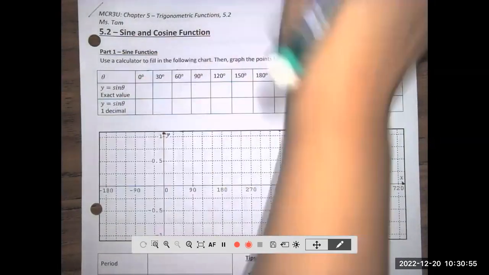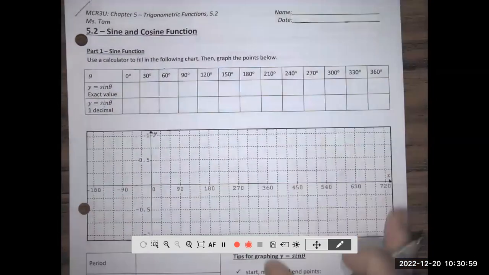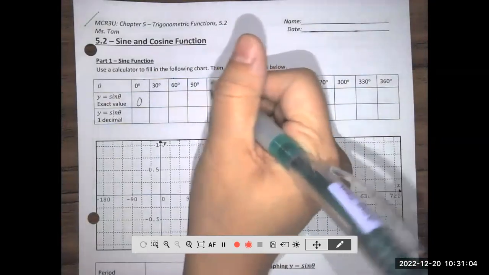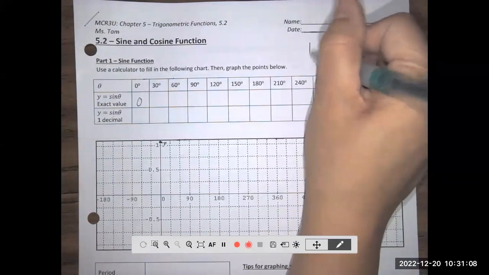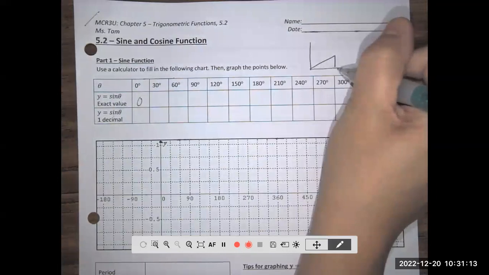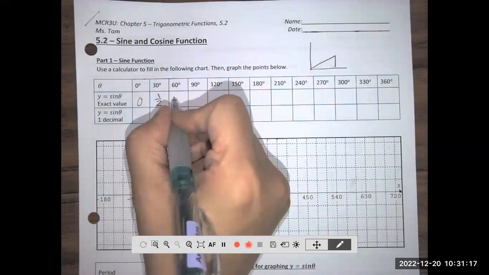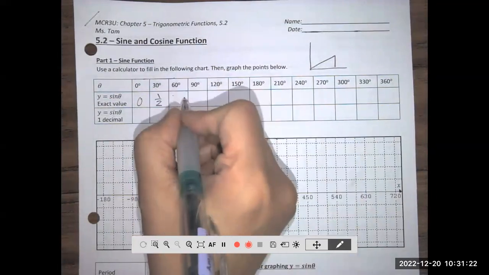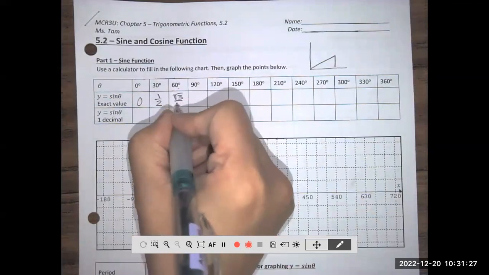So sine of 0, exact value is 0. Just yell it out, guys. 30 degrees. Oh, that was a lot of mumblies. Okay, so remember our 30 degrees in our first quadrant, sine is second. Is it root 3 over 2 or is it a half? Good. 60? Oh, and I didn't put 45 in there. So we're just going right to 60. So root 3 over 2.